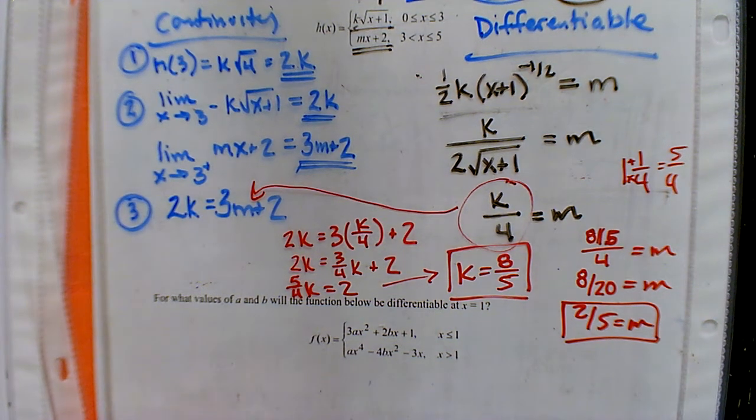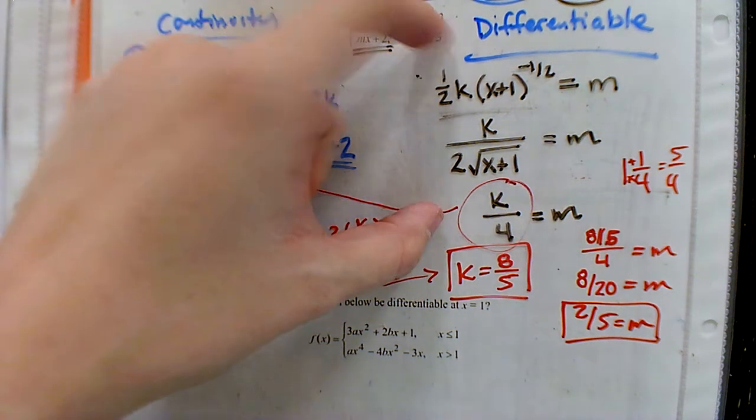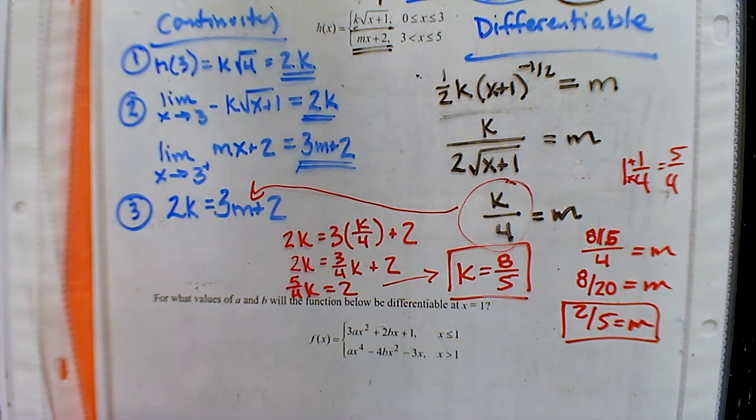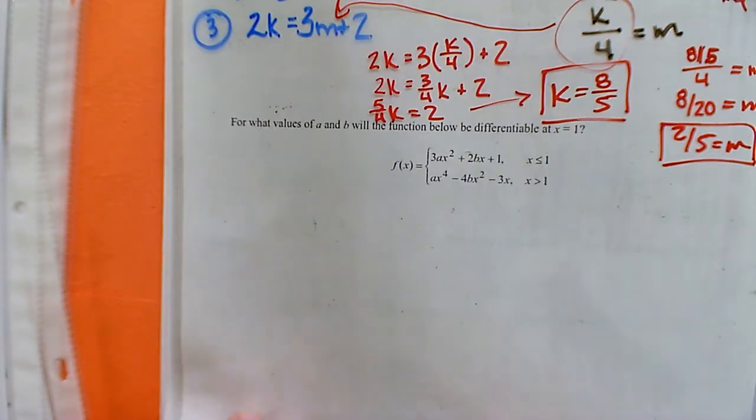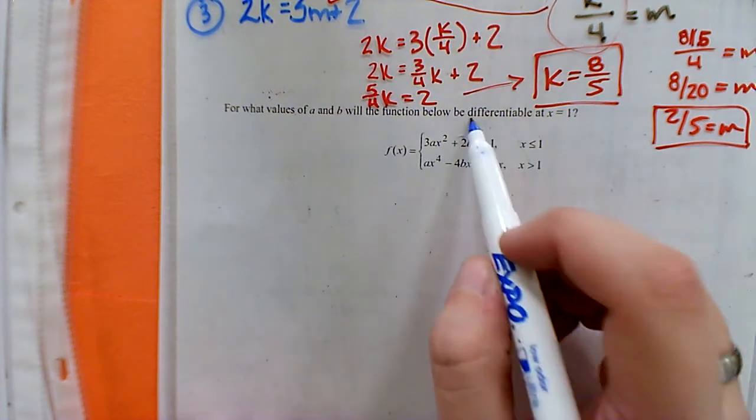We doing okay? Continuity should be review, right? Check those 3 things. Differentiability is new, but it's a similar concept, right? You're just doing derivatives. Okay, checking for slopes. Let's try a similar one. Find the values of a and b so that the function is differentiable.